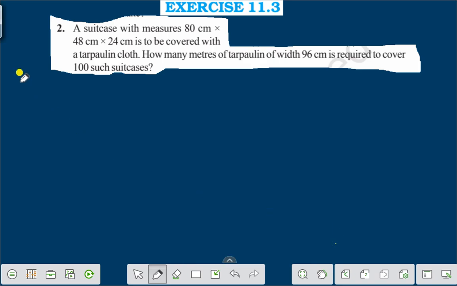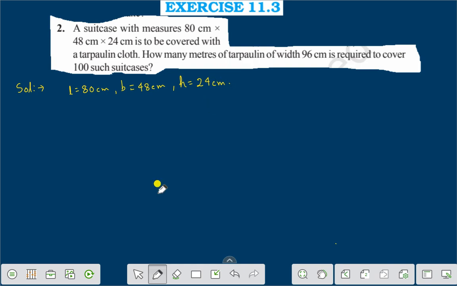Here it is given the dimensions of the suitcase are 80 centimeter by 48 centimeter by 24 centimeter. That means length is given as 80 centimeter, breadth is given as 48 centimeter, and height is given as 24 centimeter.